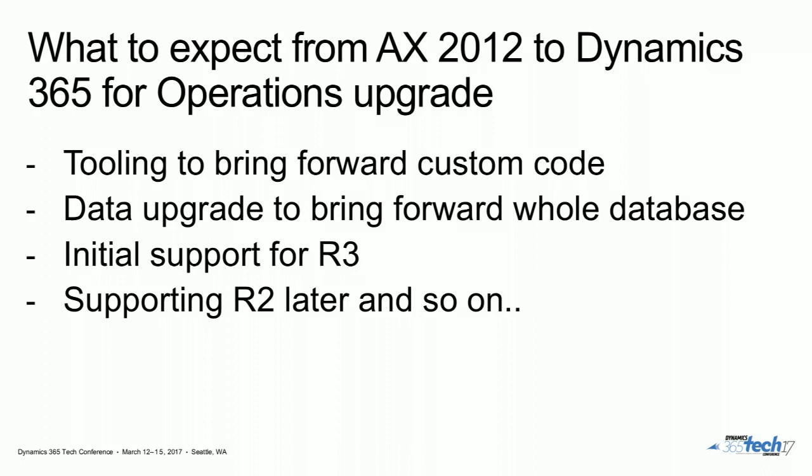We also have data upgrade to bring forward the whole database. This very firmly is an upgrade. It's not like the 2009 migration process, where you bring forward master data and opening balances. This is full upgrade, bring forward the database. What we would have traditionally called an in-place upgrade. Initial support will only be for R3, AX 2012 R3. As I mentioned already, we'll add R2 later. We want to get it stable with one of the versions first. We had to pick one. We picked the newest.